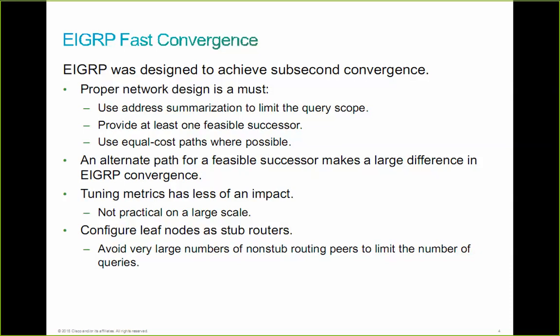But those effects are pretty minimal. The effect of CPU operation on convergence is much less significant than the presence or absence of a feasible successor, for example. So we tend to focus more on making sure that there's a feasible successor in our routing domain, so that we don't have to send queries and so on. We can do that by implementing, well, in any event, whether we're doing equal cost or unequal cost load balancing, the feasibility condition still applies in either case, right? So we talked about that previously.